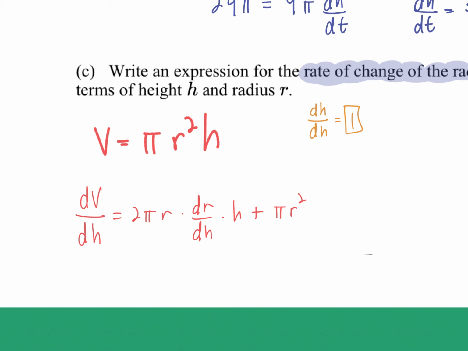Okay, so now dv dt isn't changing, so dv dh isn't changing. So as the height changes, the volume doesn't change. Really just the volume doesn't change at all. So this is just going to be 0. Okay, and then here, we'll write this. I'm going to write the h there.